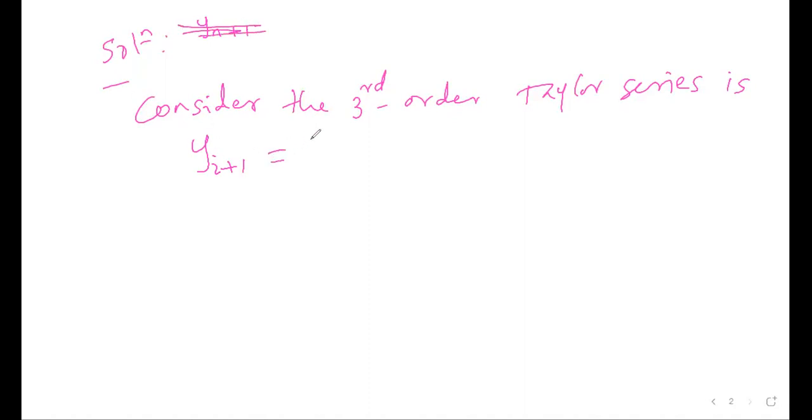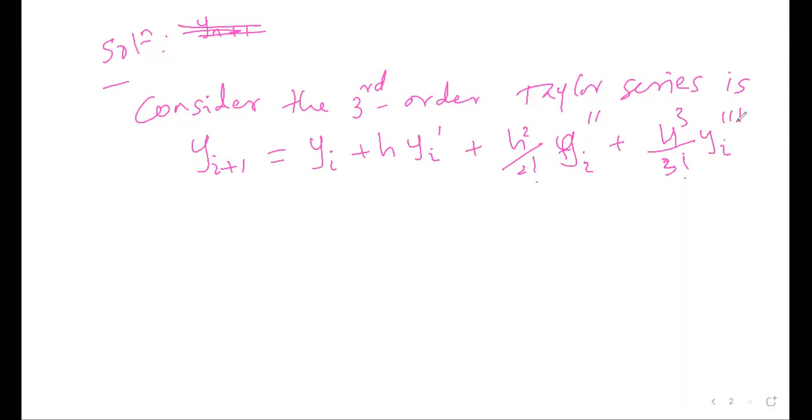So y_{i+1} is equal to y_i plus h y_i dash plus h squared by 2 factorial y_i double dash. Yeah, I think I made a mistake earlier. Okay, give me a second. This is y_i again. Then h cubed over 3 factorial y_i third order. So they are going up to 1, 2, 3, 4.